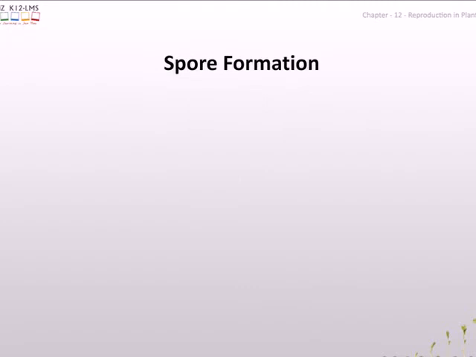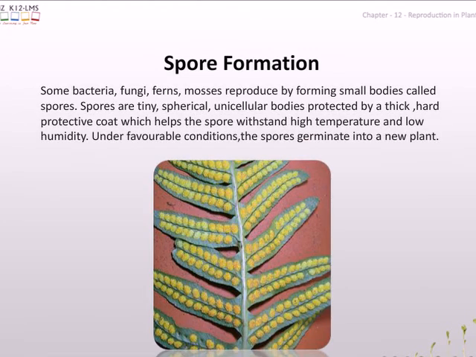Spore formation. Some bacteria, fungi, ferns, and mosses reproduce by forming small bodies called spores. Spores are tiny spherical, unicellular bodies protected by a thick, hard protective coat which helps the spore withstand high temperature and low humidity. Under favorable conditions, the spores germinate into a new plant.